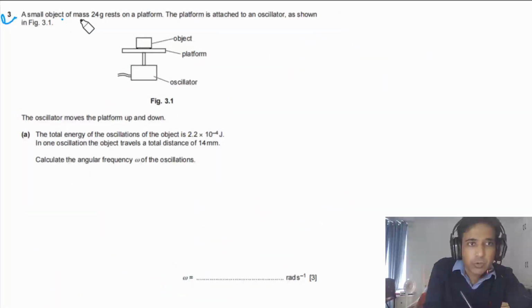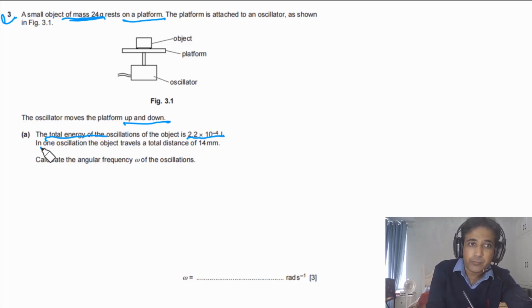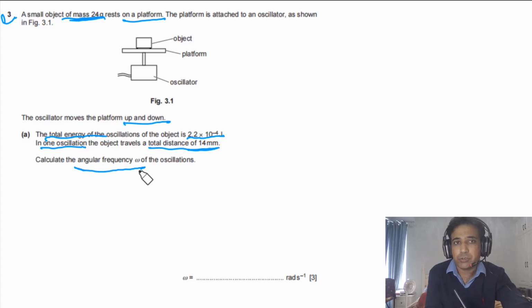Question three says a small object of mass 24 grams rests on a platform. The platform is attached to an oscillator as shown in figure 3.1. The oscillator moves the platform up and down. The total energy of the oscillation of the object is 2.2 times 10 to the minus 4 joules. In one oscillation, the object travels a total distance of 14 millimeters. Calculate the angular frequency of the oscillations.